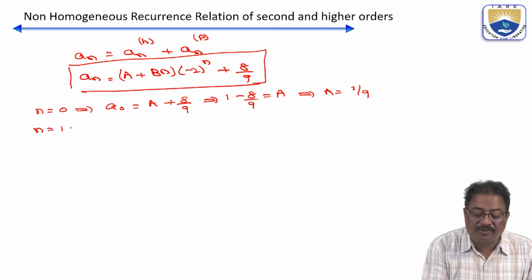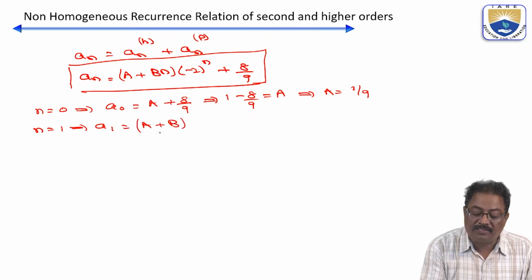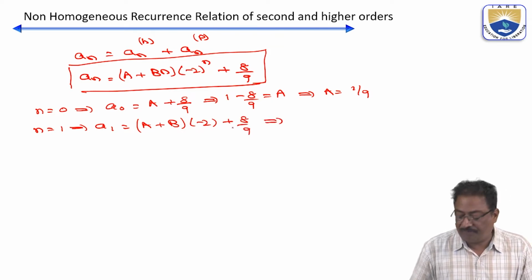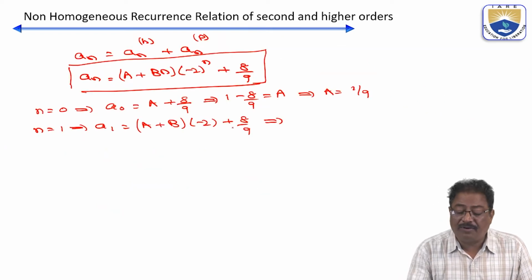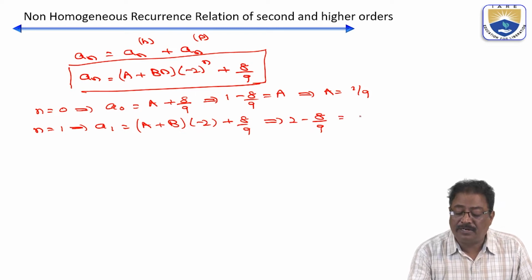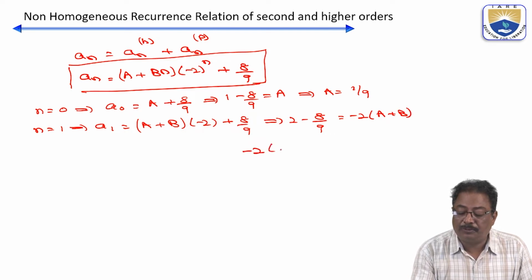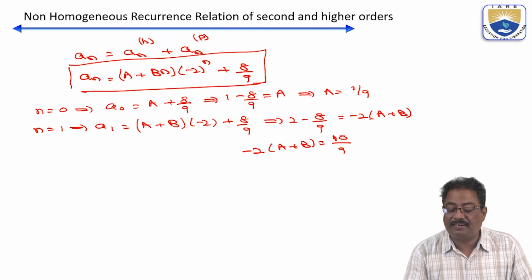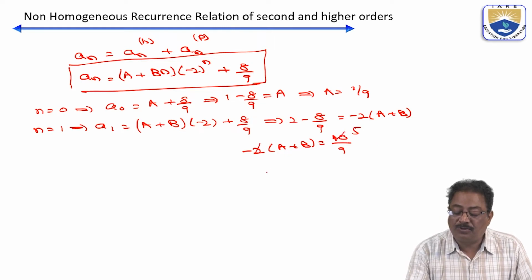Next, if n equals 1 is substituted, then a1 equals (a plus b) times minus 2, plus 8 by 9. So a1 is 2, and moving the 8 by 9 to the other side, 2 minus 8 by 9 equals minus 2 times (a plus b). Then minus 2 times (a plus b) equals 18 minus 8, which is 10 by 9. 18 minus 8 is 10, so it is 2 fives. So a plus b is minus 5 by 9.